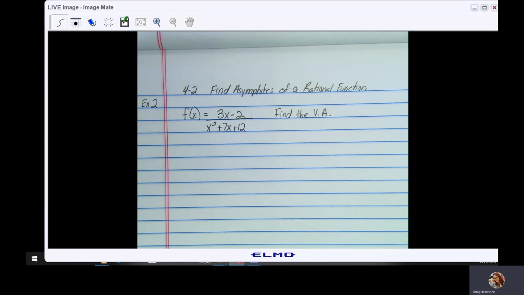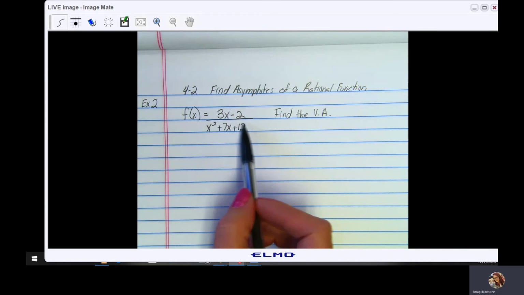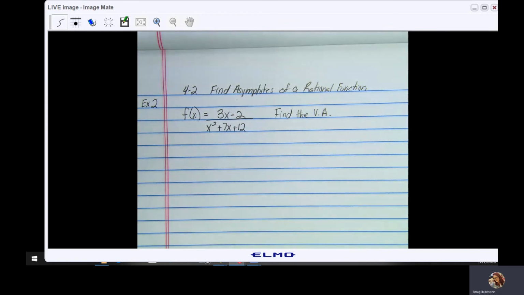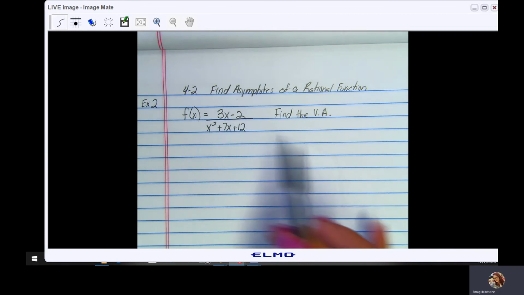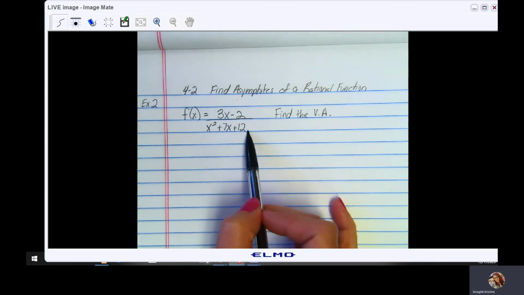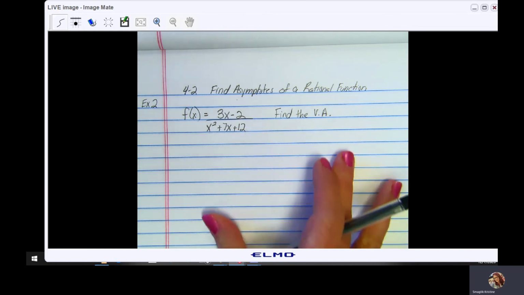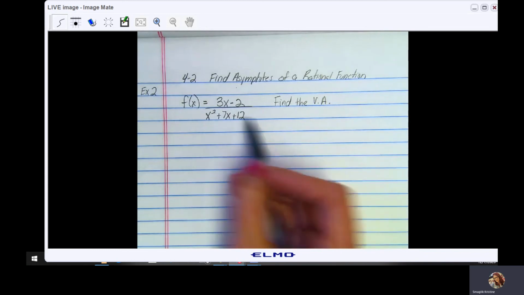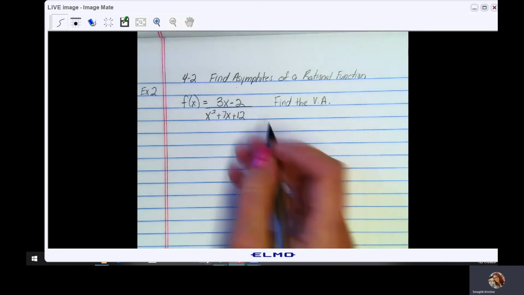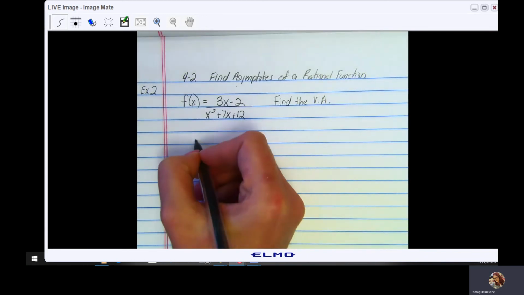Topic 4.2, we're going to find the asymptotes of a rational function. So we are now given a function, and in the denominator you have a quadratic. We want to find the vertical asymptote. In order to find the vertical asymptote, we have to find the values of x that make our denominator 0, which would in turn make the function undefined. So I'm going to take this denominator and set it equal to 0 to solve.